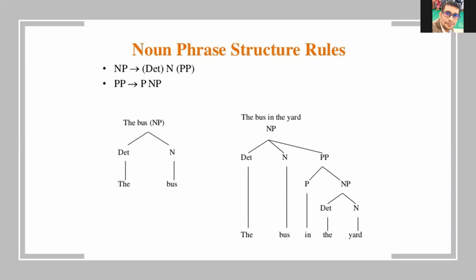At the right side, the bus in the yard, you can see the noun phrase has been divided into three different segments: determiner, noun, and prepositional phrase. So you can see D has been used as determiner, noun is bus, and in the yard is actually a prepositional phrase. Again, the yard has been divided into determiner and noun, so it's a noun phrase. So in the long run, what happens? Preposition plus noun phrase becomes prepositional phrase, and in the end, determiner, noun, and prepositional phrase makes a noun phrase. Okay, let us go to the next slide.